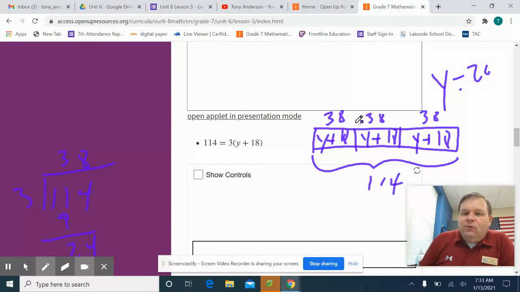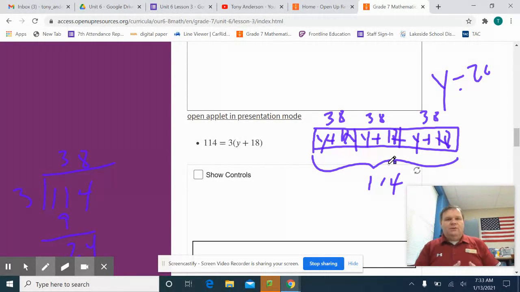Now, that's not the only way. We can take each of these 18s out of the 114 and then split my leftover into the three equal groups of y. There's a couple of ways that we could have done this. You choose which way is easiest for you. This is the way that I would have solved it. So remember that when you're looking at your work, that there is another way to solve this equation.